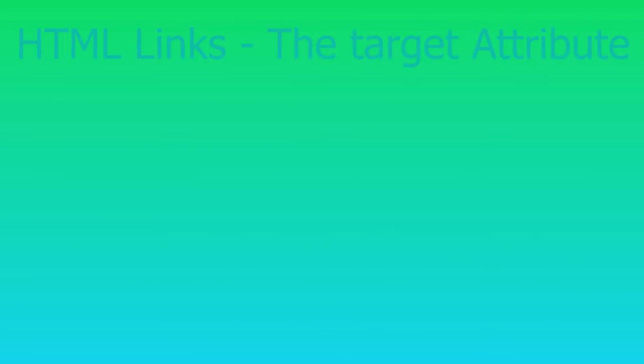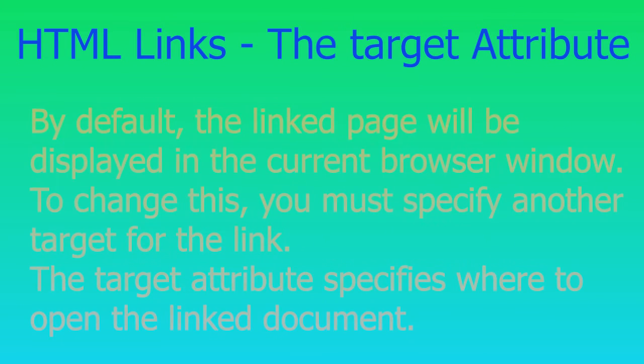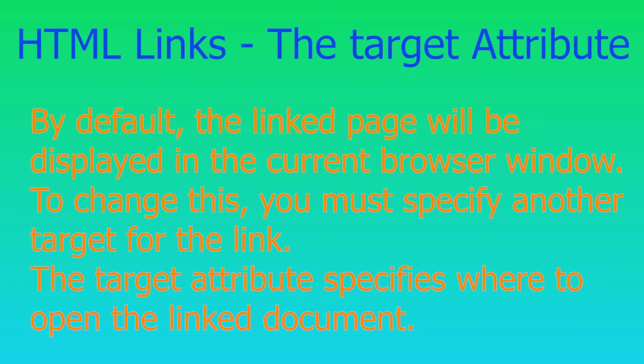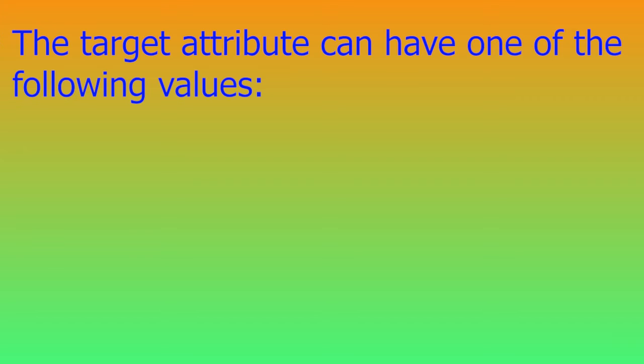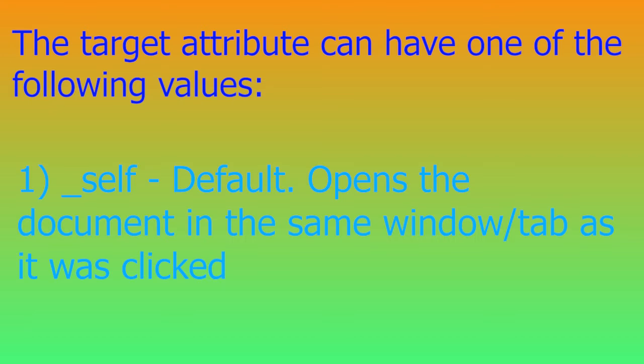HTML links, the target attribute. By default, the linked page will be displayed in the current browser window. To change this, you must specify another target for the link. The target attribute specifies where to open the linked document. The target attribute can have one of the following values.